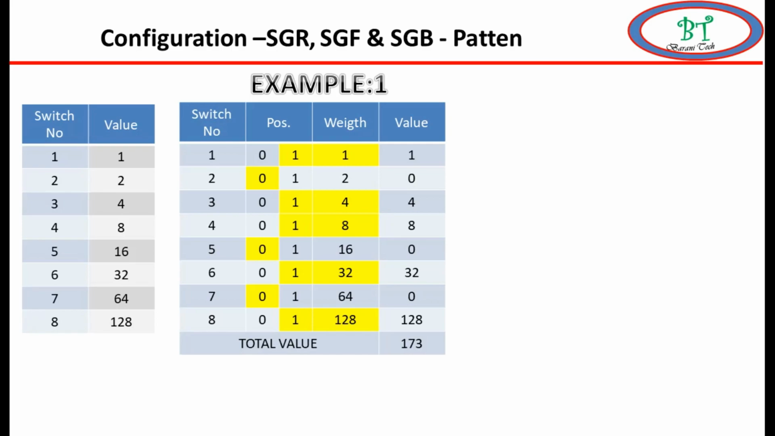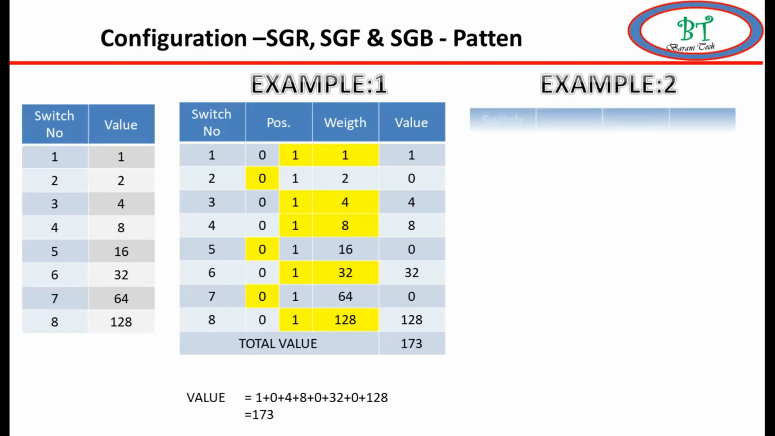Switch 6 is activated, the value is 32. Switch 7 is not activated, the value is 0. Switch 8 is activated, the value is 128. After this configuration, once we save, the relay will add all these values. When we sum all these values, the value is 173. This indicates the relay configuration.